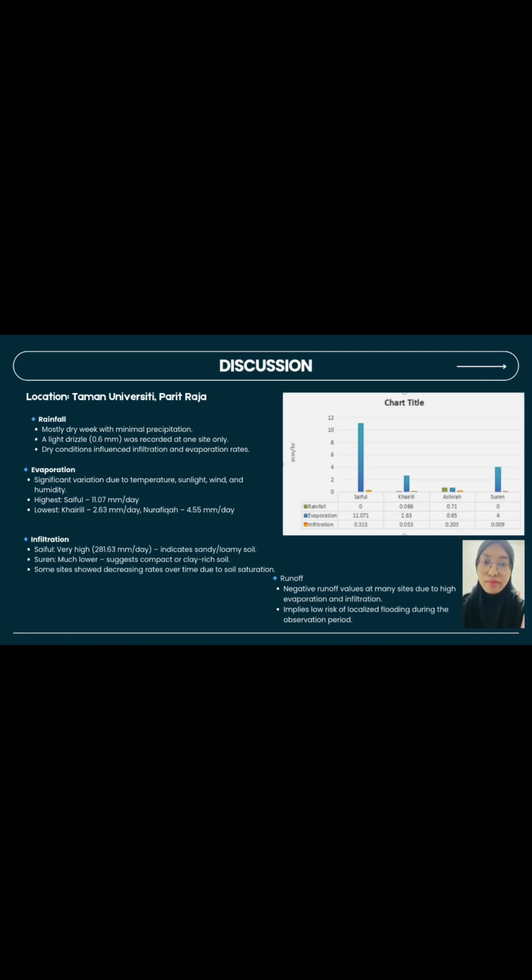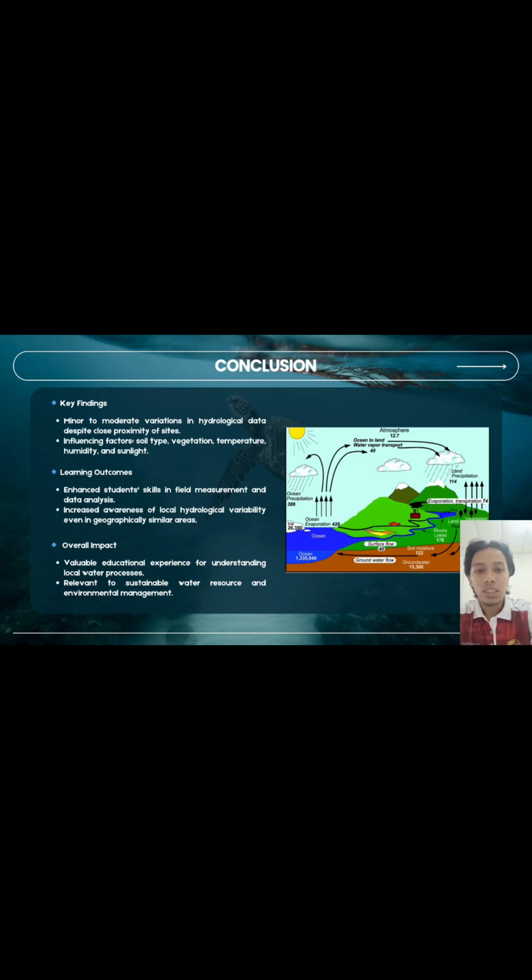Thank you. So in conclusion, what we get from all of this project: first thing is key finding, minor to moderate variation in hydrological data, influenced by factors such as soil type, vegetation, interception, humidity and sunlight. Then learning outcome, which is we enhanced student skill in field measurement and data analysis, and increased awareness of local hydrological variability even in geographically similar areas. And overall impact, a valuable educational experience for understanding local water processes relevant to sustainable water resource and environmental management.